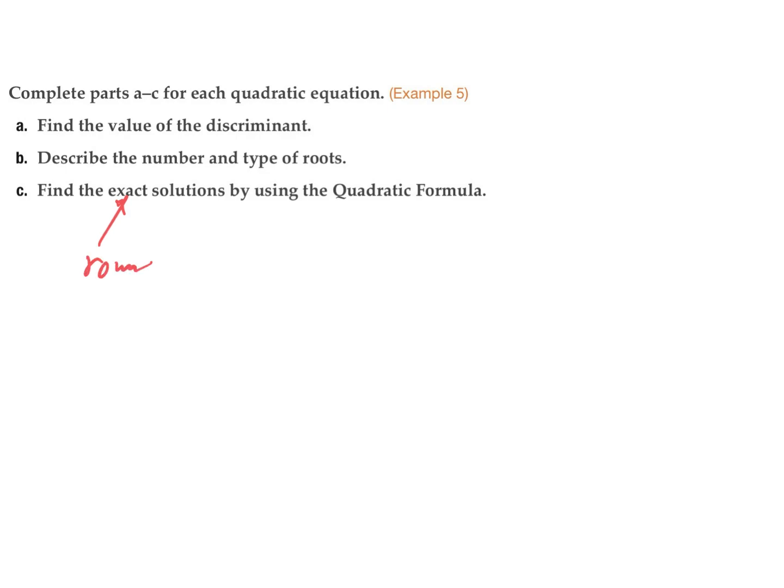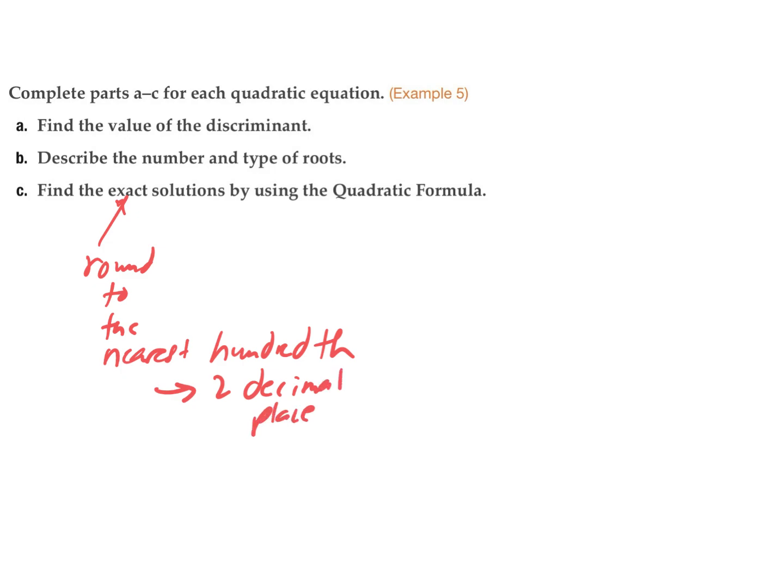Sometimes we're going to round to the nearest hundredth, which is how many places? 2 decimal places. We aren't going to be so concerned with exact solutions, unless they come out to be exact. So don't worry about that. And again, in the directions that I gave you in Canvas, it will say round to the nearest hundredth or 2 decimal places.